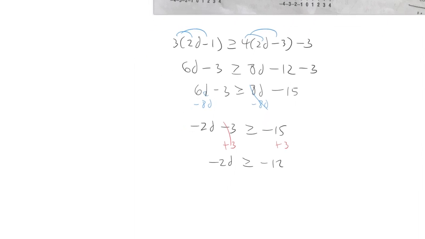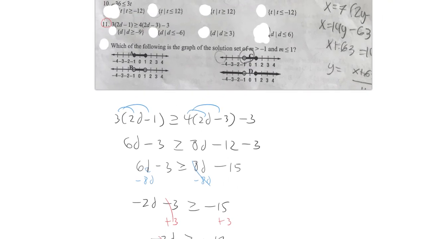Now at this point, we're going to be dividing both sides by negative 2. But you must remember, anytime you divide both sides by a negative number and you're dealing with an inequality like this, you have to change the direction of the inequality. So this becomes d is less than or equal to positive 6. So that's that one. Does that show up in the answer? Less than or equal to positive 6? Yes, it looks like it's this one.